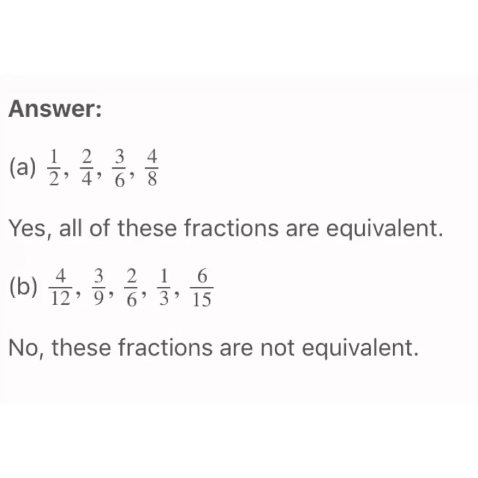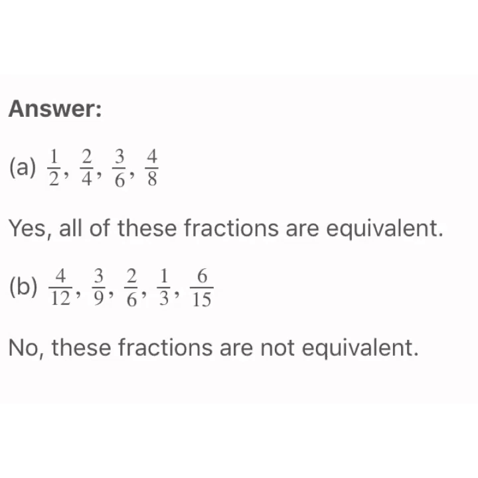First one, you can see the whole is divided into 2 and one part is shaded, so it is half. Second, the same whole is divided into 4 equal parts and 2 parts are shaded, so it is 2 by 4 and it is equal to 1 by 2. So 1 by 2 is equal to 2 by 4.